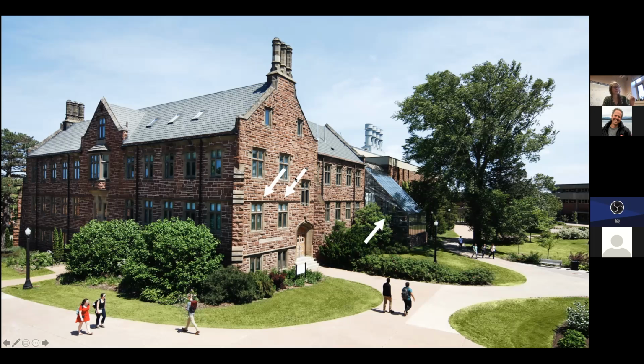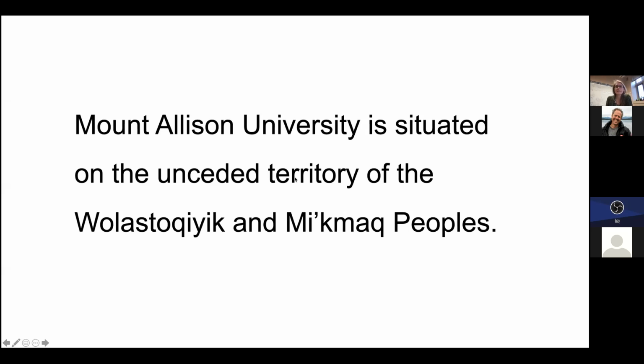Both my research on campus and my research at field sites in New Brunswick takes place on the unceded territory of the Wolastoqiyik and the Mi'kmaq peoples. As a plant evolutionary ecologist, I'm interested in the interactions between plants and their environment and with other organisms. But my Western science way of understanding these topics is just one way of understanding the world. And of course, the first peoples of this land hold a deep knowledge of plants and their relations to other beings.